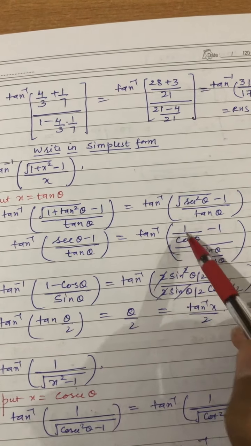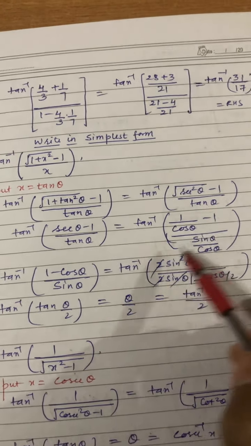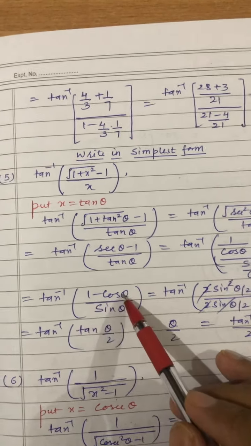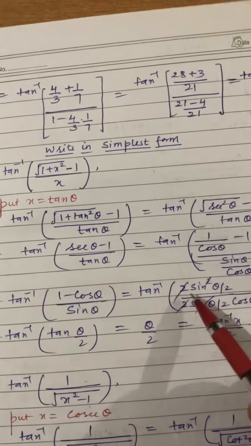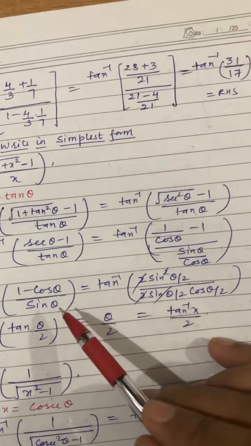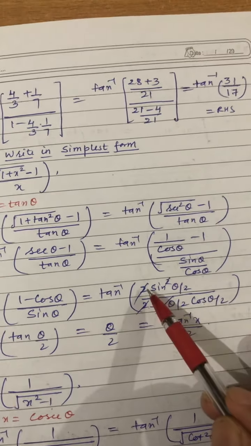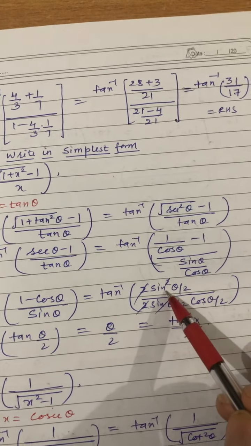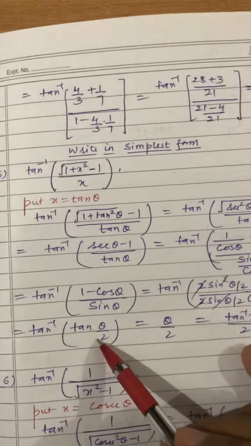Sec can be written as 1/cos, minus 1 as it is. Tan I have written as sin/cos. On taking the LCM, we will get (1 − cos θ)/sin θ. Now the formula for 1 − cos θ is 2 sin²(θ/2), the half angle formula. Similarly, the formula for sin θ is 2 sin(θ/2) cos(θ/2). 2 and 2 will cancel out. 1 power of sin will cancel out. So sin(θ/2)/cos(θ/2) will become tan(θ/2).